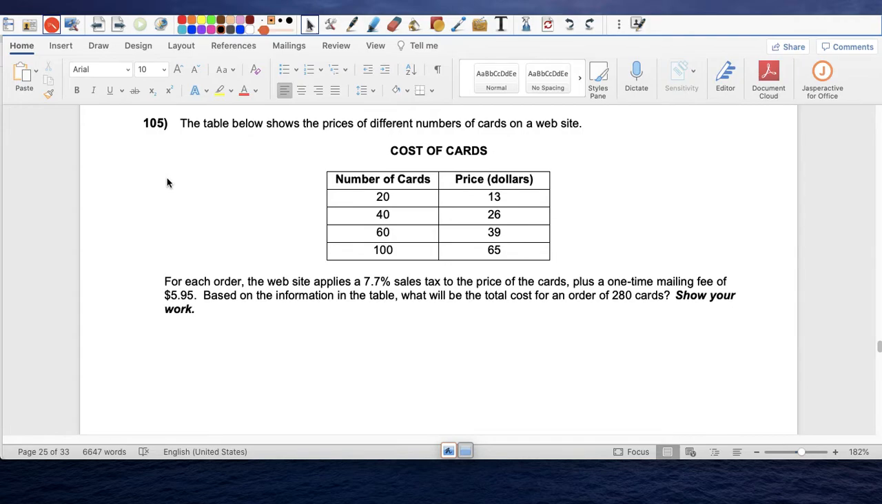5. For each order, the website applies 7% tax plus a one-time mailing fee. Based on the information, what will be the total cost for 280 cards?